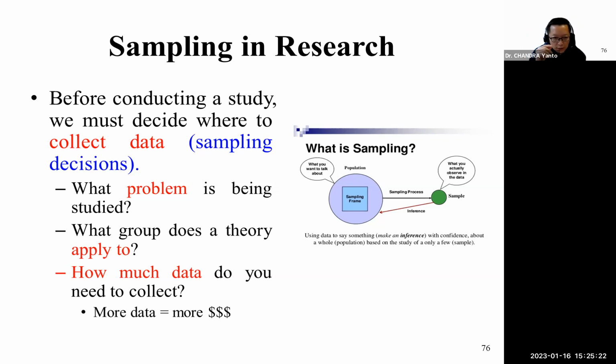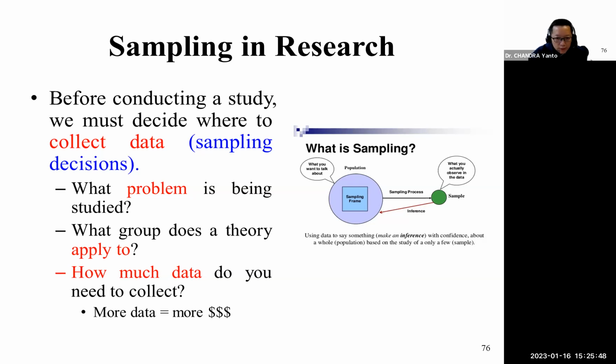So in sampling, you need to know what is the problem that you're studying, and you want to know whether the theory that you're trying to study will apply to how broad is the population. And that also helps you to know how much data you need to collect, how much money you need, how much manpower you need in order to do a good research, right?